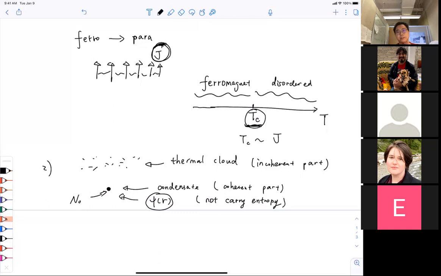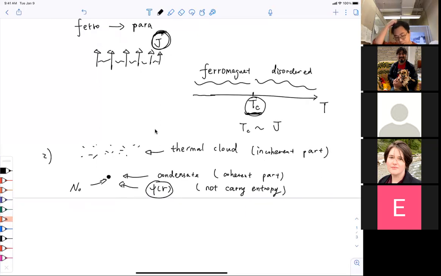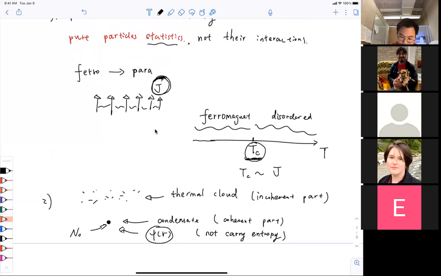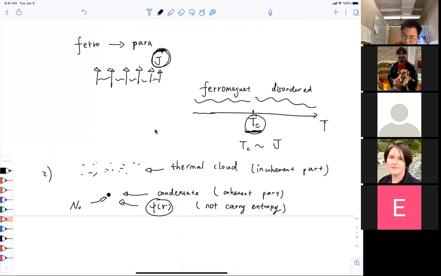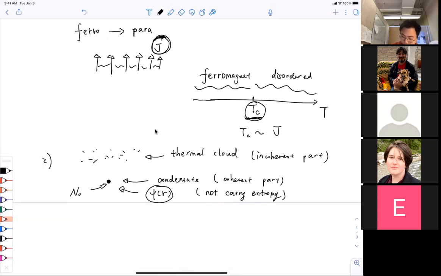Entropy is a quantity that describes the degree of the disorder of the system, right? If you have only one particle, there's no notion of disorder of the system. Yeah, that's one thing. So what else do I want to say beyond that? Yeah, I think that's what I want to remark on the BEC.